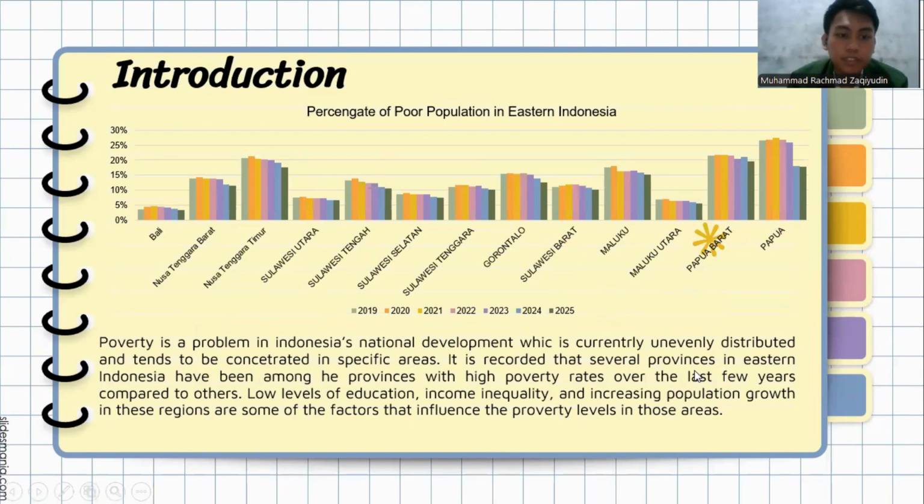Introduction, poverty. Poverty is a problem in Indonesian national development, which is currently unevenly distributed and tends to be concentrated in specific areas. It is recorded that several provinces in Eastern Indonesia have been among the key provinces with high poverty rates over the last few years compared to others. Low levels of education, income inequality, and increasing population growth in these regions are some of the factors that influence the poverty level in this area.